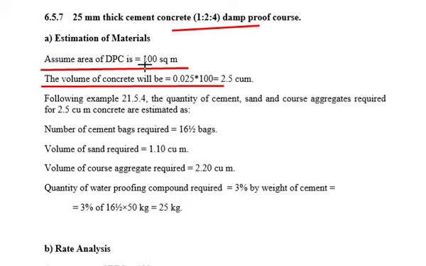That is area into thickness. Here the thickness is 25 mm. So 100 into 0.025 meter. While calculating, you are familiar that all the units must be the same. Here the unit is in meter, so you have to convert the thickness into meter. So that will be 2.5 cubic meter.